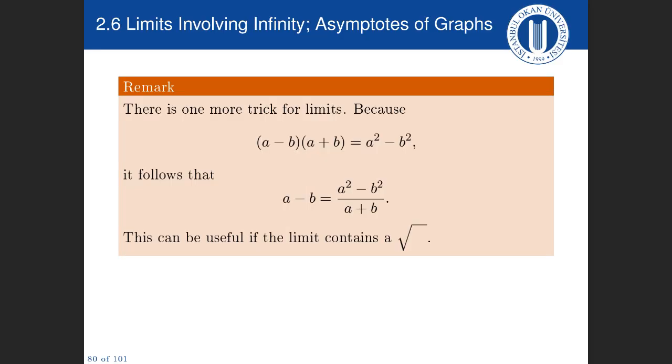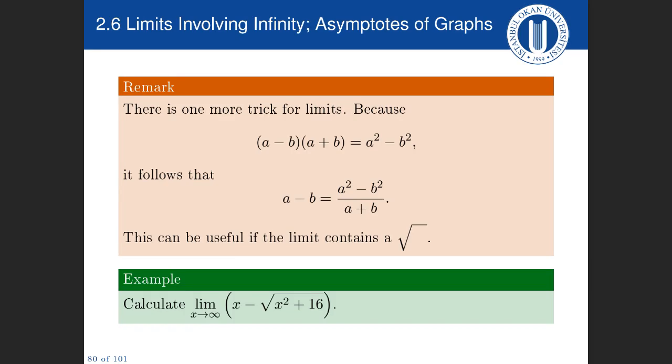There's one more trick for limits. I mentioned this last week. I'll mention it again. Because a minus b multiplied by a plus b is a squared minus b squared, it follows that a minus b is equal to a squared minus b squared divided by a plus b. And this is going to be useful for us if a limit contains a square root sign.